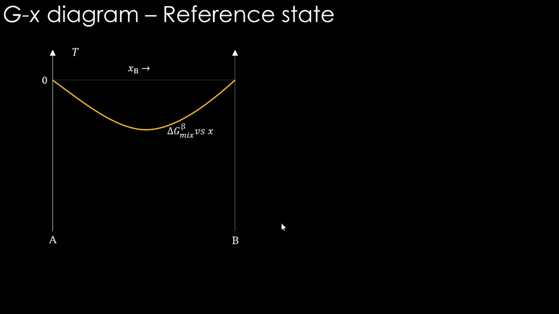So here we say this is delta G mix, let's say of some phase beta versus X. That is the curve here. This is a Gibbs energy of mixing for beta phase. Now this is Gibbs energy of beta phase versus composition. Of course, when we say Gibbs energy, we should be using some reference state. Here that reference state is standard elemental reference.